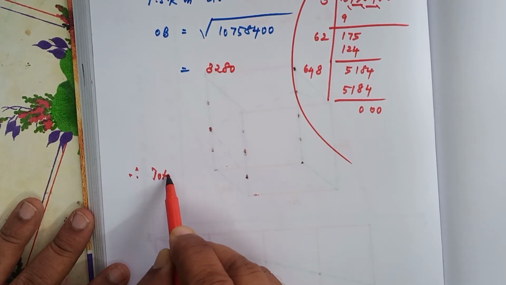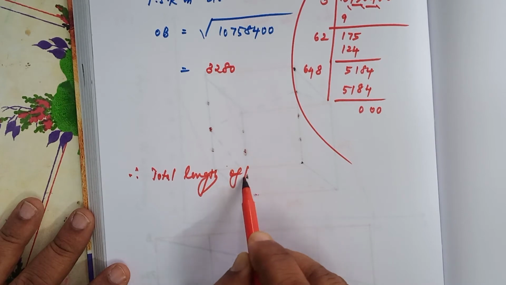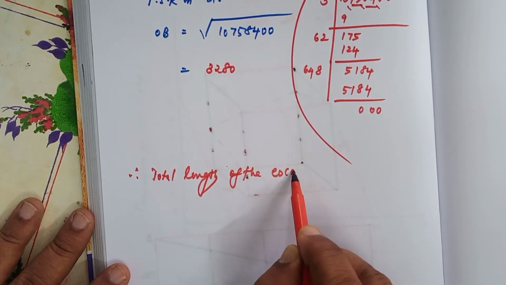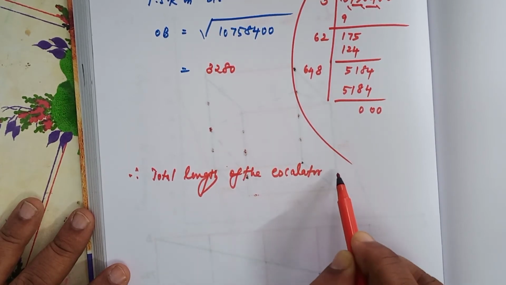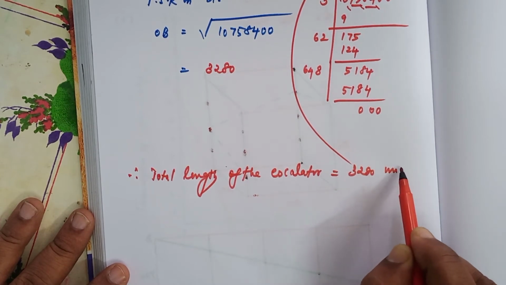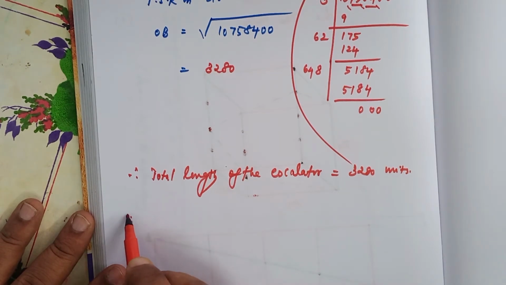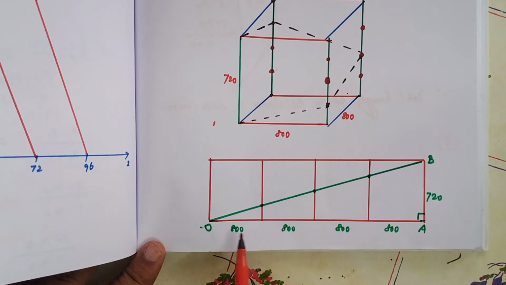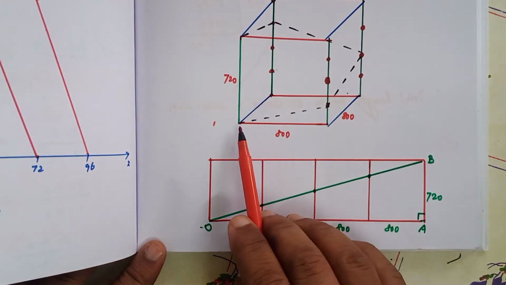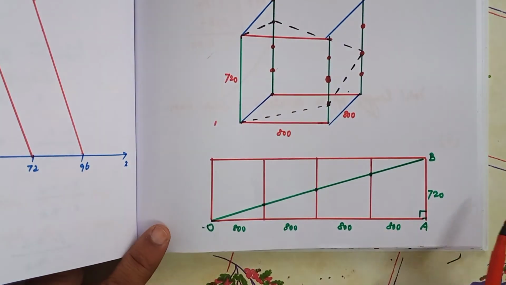Therefore, total length of the escalator equals 3280 units. Subdivision number 1 is completed. Now subdivision number 2. Subdivision number 2, find the heights at which the escalator changes its direction.